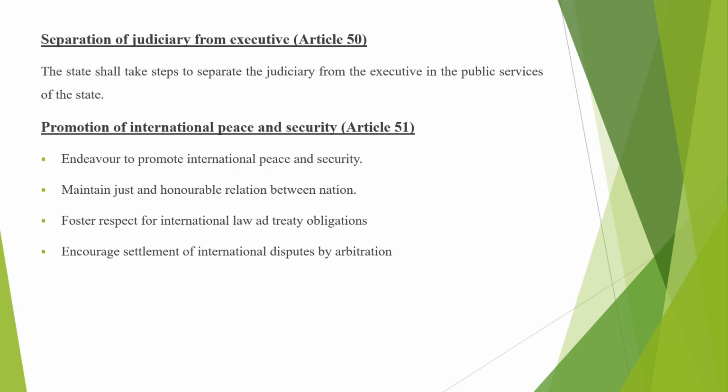Article 50. Article 50 talks about separation of judiciary from executive. So this article says that the state should ensure the separation of judiciary from the executive in public services. So what does that mean?